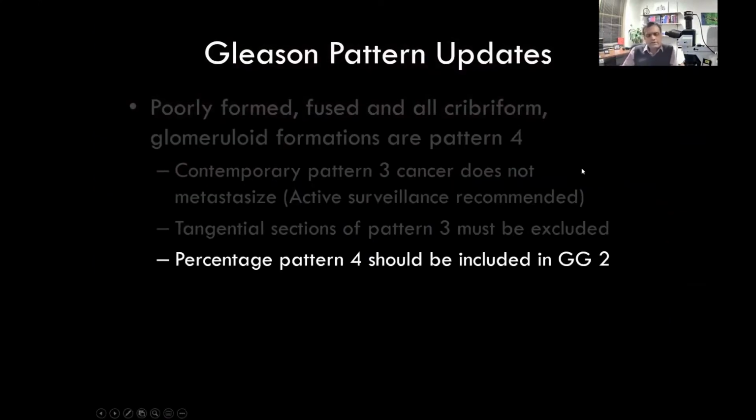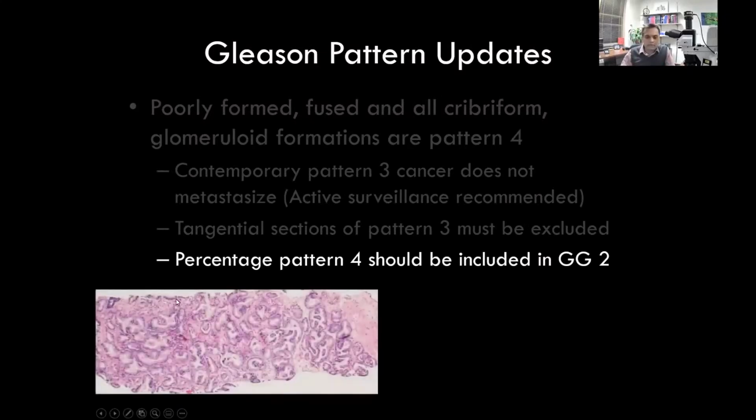Okay. And then the other change is that we have to include percentage of pattern 4 in grade group 2, where we get a 3+4 cancer diagnosis. So this is important because some patients who have 3+4 cancer may still be put on active surveillance if they have a low amount of pattern 4. Right. So here you see in this example again, we saw only very few glomerular formations. So this would be a very low amount of pattern 4. We would still call this 3+4 7, but we indicate to the surgeon that the pattern 4 is very less. So you might still want to consider active surveillance in this patient.